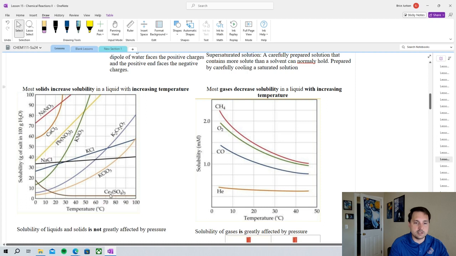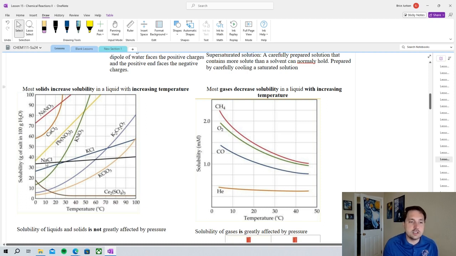The only exception here is cesium sulfate, which tends to decrease in solubility with temperature. It's a little interesting. But each of them changes by a different amount, right? So the slopes here tell us how much the solubility is going to change with temperature. Some start off high and increase steadily. Some start off high and increase exponentially. Some start off kind of in the middle and increase very gradually.